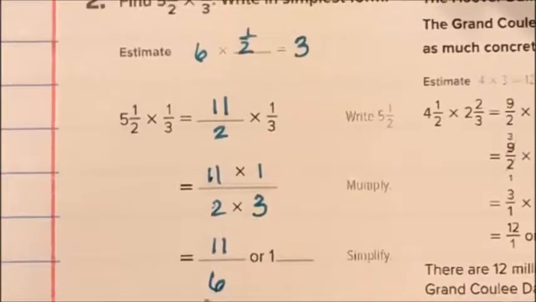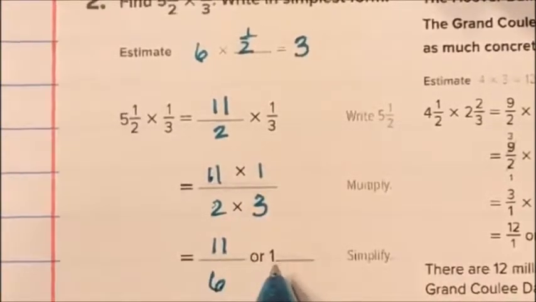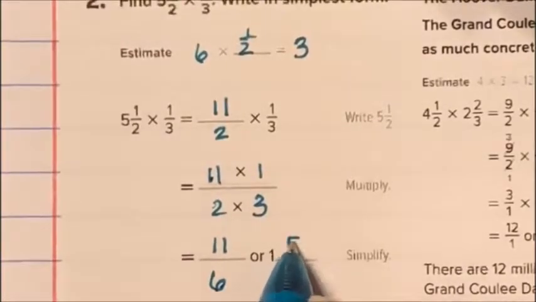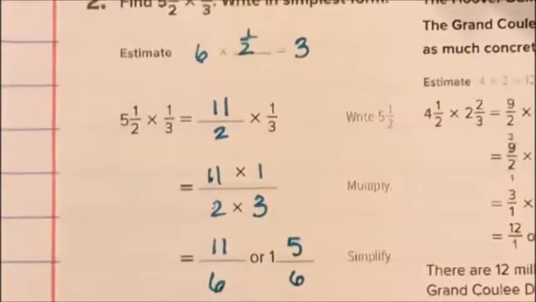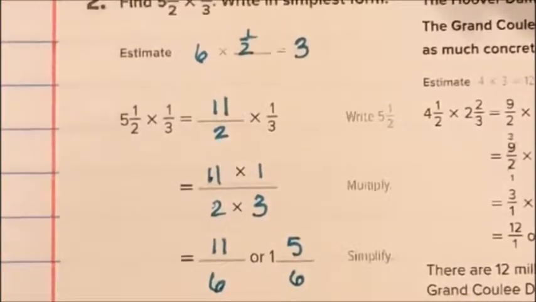Okay. Now I'm going to change it back to a mixed number. 6 goes into 11 one time. I have 5 left over, and my denominator stays 6. So you get 11/6 or 1 5/6.